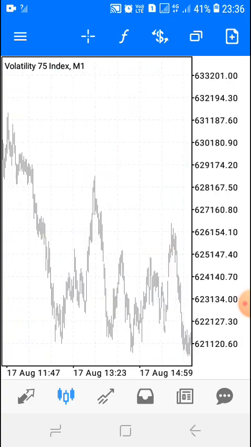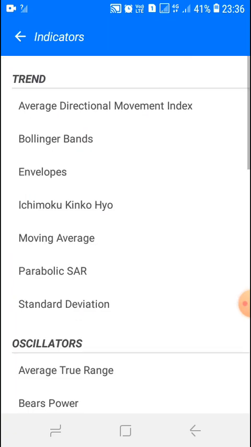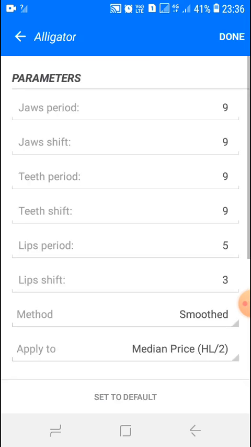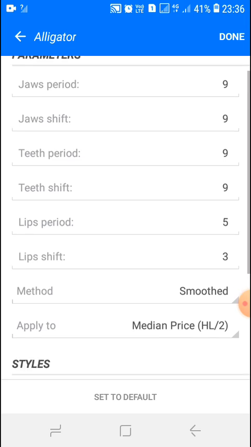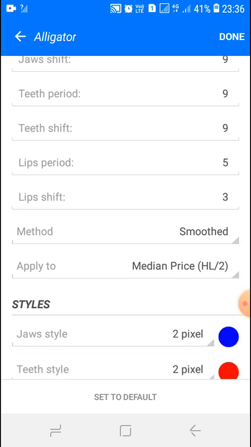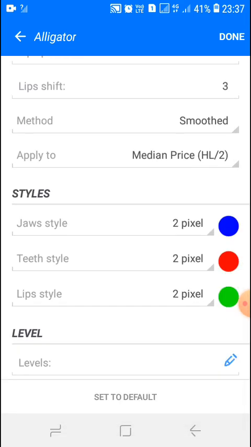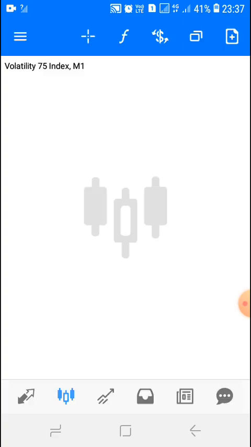So let's get started. The first indicator we're going to need is our Alligator. Now you need to make sure that your parameters are like this. The Jaws period should be 9, Jaws shift 9, Teeth period 9, Teeth shift 9, Lips period 5, Lips shift 3, method smoothed, applied to median price, high, low, or 2. And you need to make sure that your colors are like this: 2 pixel blue, 2 pixel red, 2 pixel green. And this is how it's going to look.